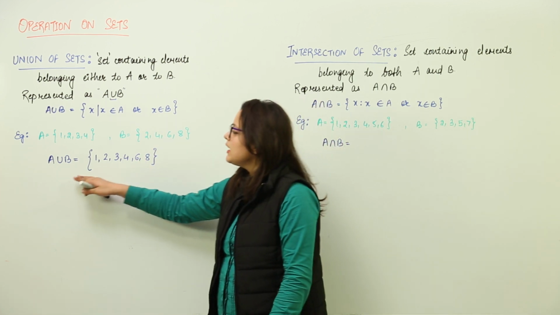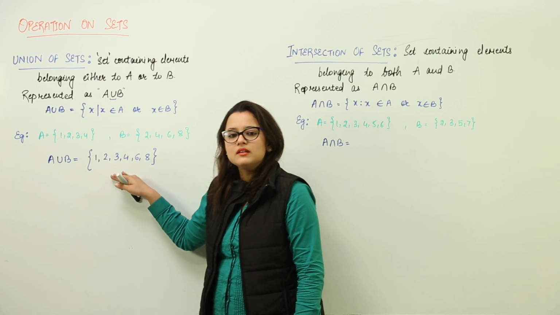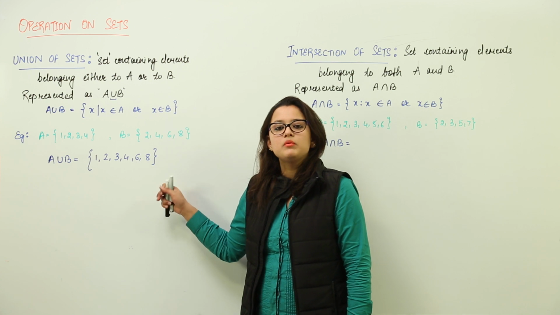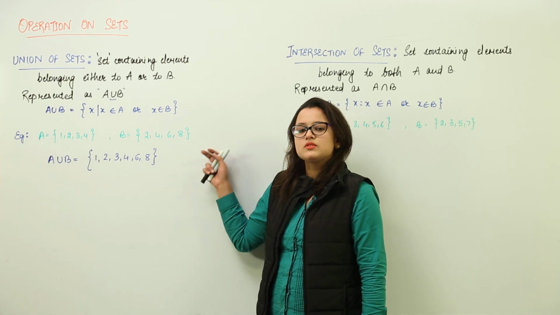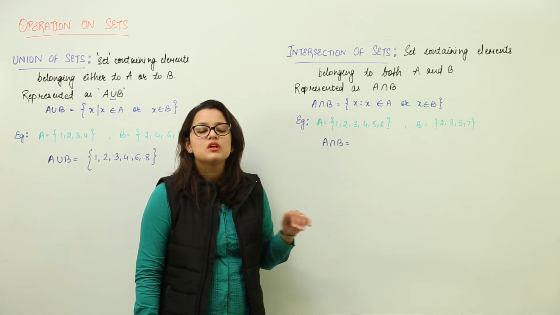That means A union B is a set which has each element either belonging to A or belonging to B. It might have elements that are belonging to both also, right? So that is union of sets. Next we have the intersection.